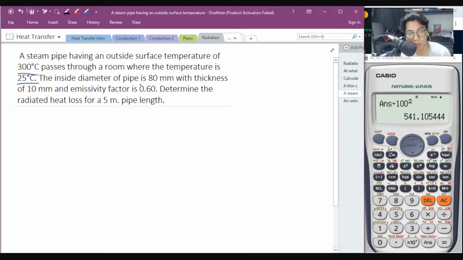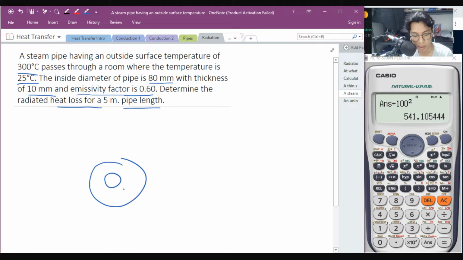The inside diameter of the pipe is 80 millimeters with thickness of 10 millimeters. And emissivity factor is 0.6. Determine the radiated heat loss per 5 meters length of the pipe. Okay. Problema mo may piping ka dyan. Let us first draw it.